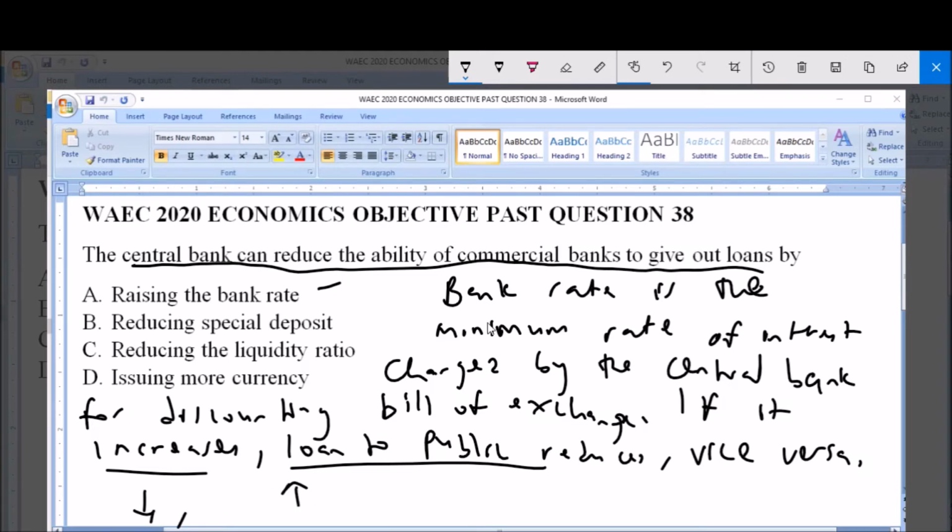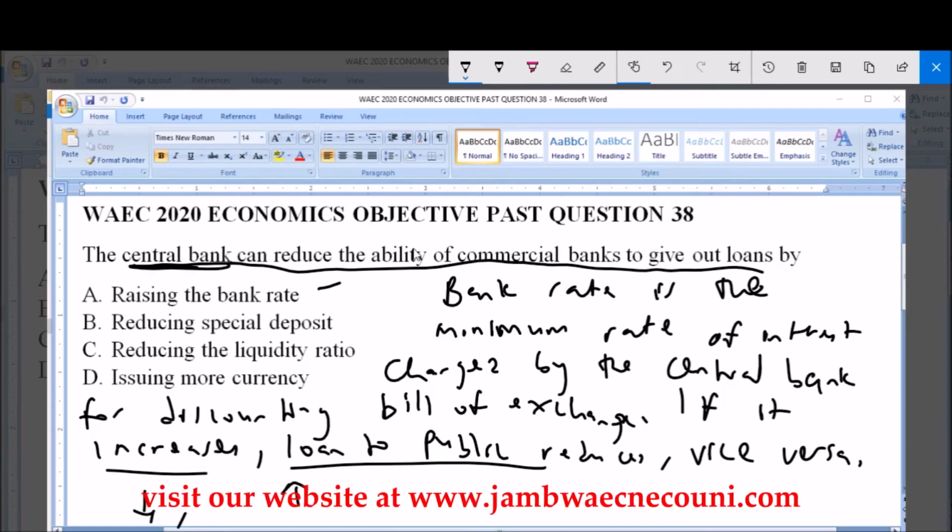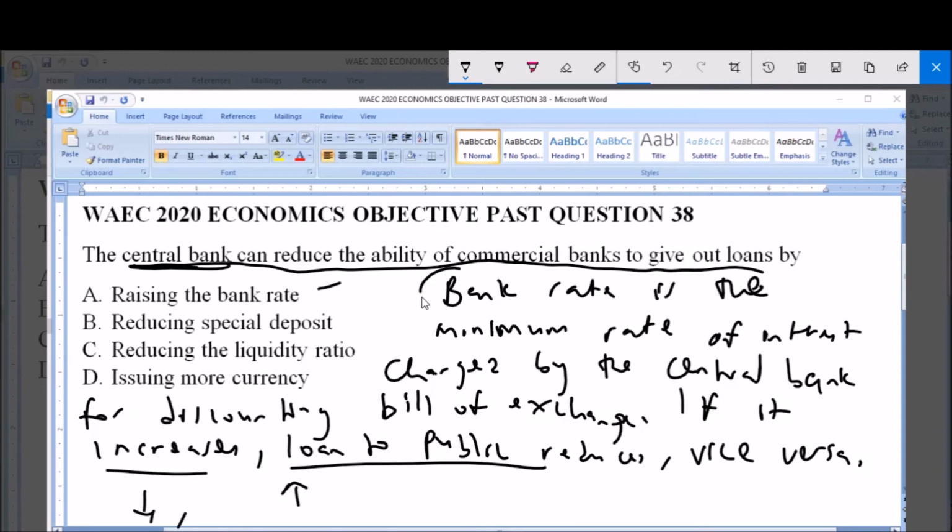So the government, or the central bank rather, whenever they want to reduce the ability of commercial banks to give out loans, one of the measures they take amongst the options given to us is to raise or increase the bank rate, and as we have rightly established, it reduces loan to the public. So option A, raising the bank rate, is the correct answer to this question. The remaining three options are not linked to reducing the ability of commercial banks to give out loans.